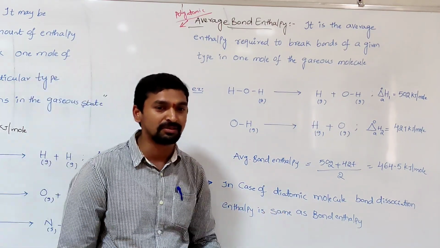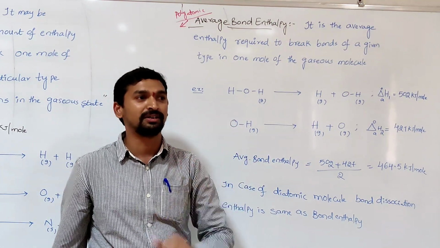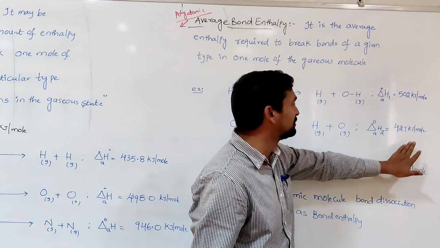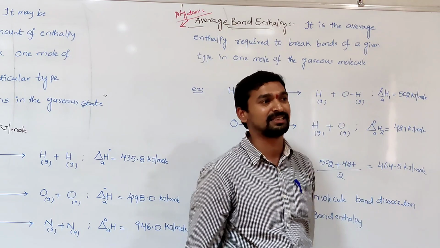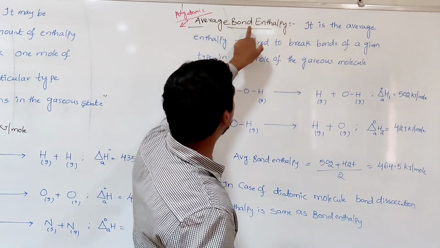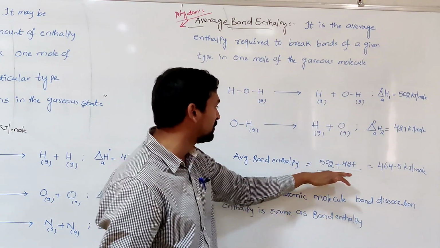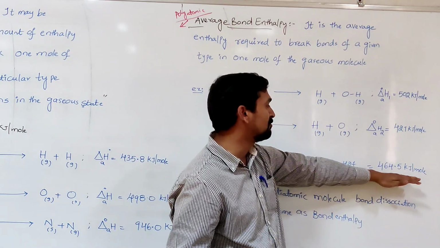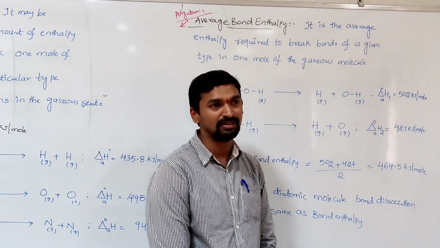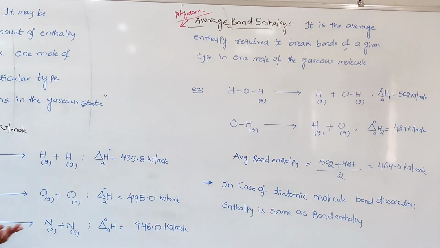Then somebody can ask the question, what is the bond dissociation enthalpy of the OH bond? Whether you answer 502 or 427, there is confusion. In that case, we can take an average bond enthalpy. Let us take the average of these two, 502 plus 427 divided by 2, then we get 464.5 kilojoule per mole. But in the case of a diatomic molecule, it is the same all the time.